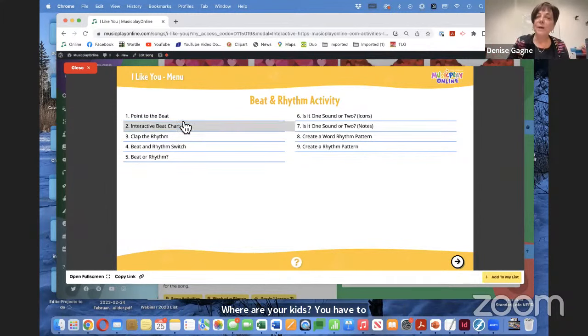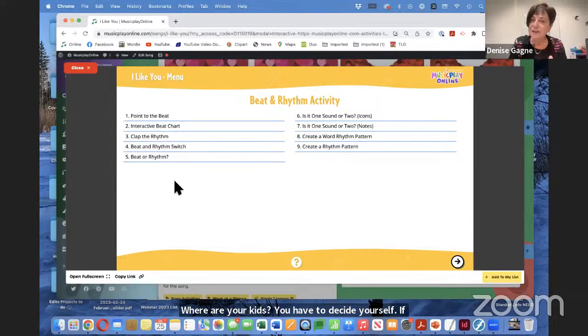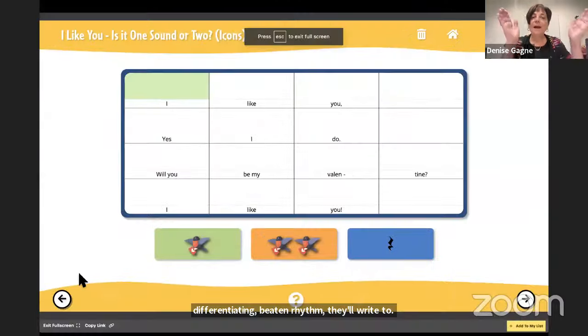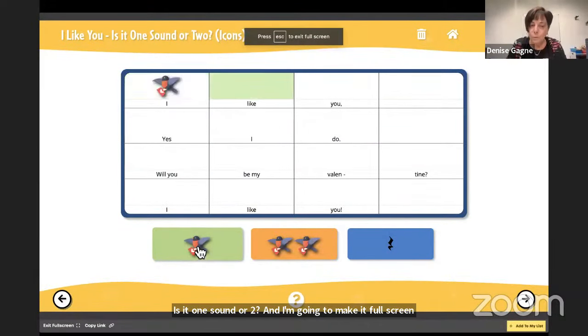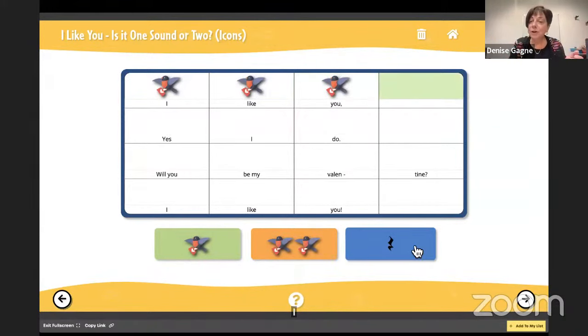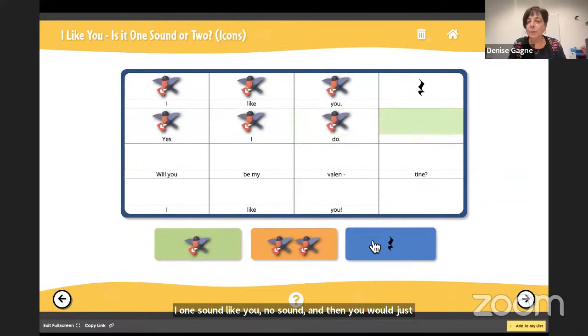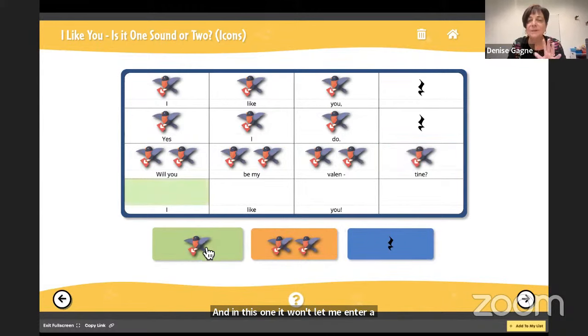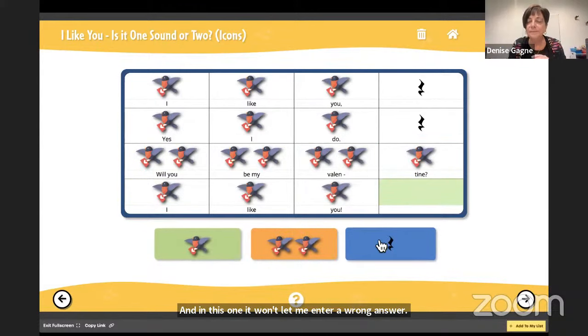If your kids are already really good at differentiating beat and rhythm, go right to, is it one sound or two? And I'm going to make it full screen. I, one sound. Like, you, no sound. And then you would just keep going and figure out the rest of the song. And in this one, it won't let me enter a wrong answer. It goes red if I'm wrong, so I can correct it.